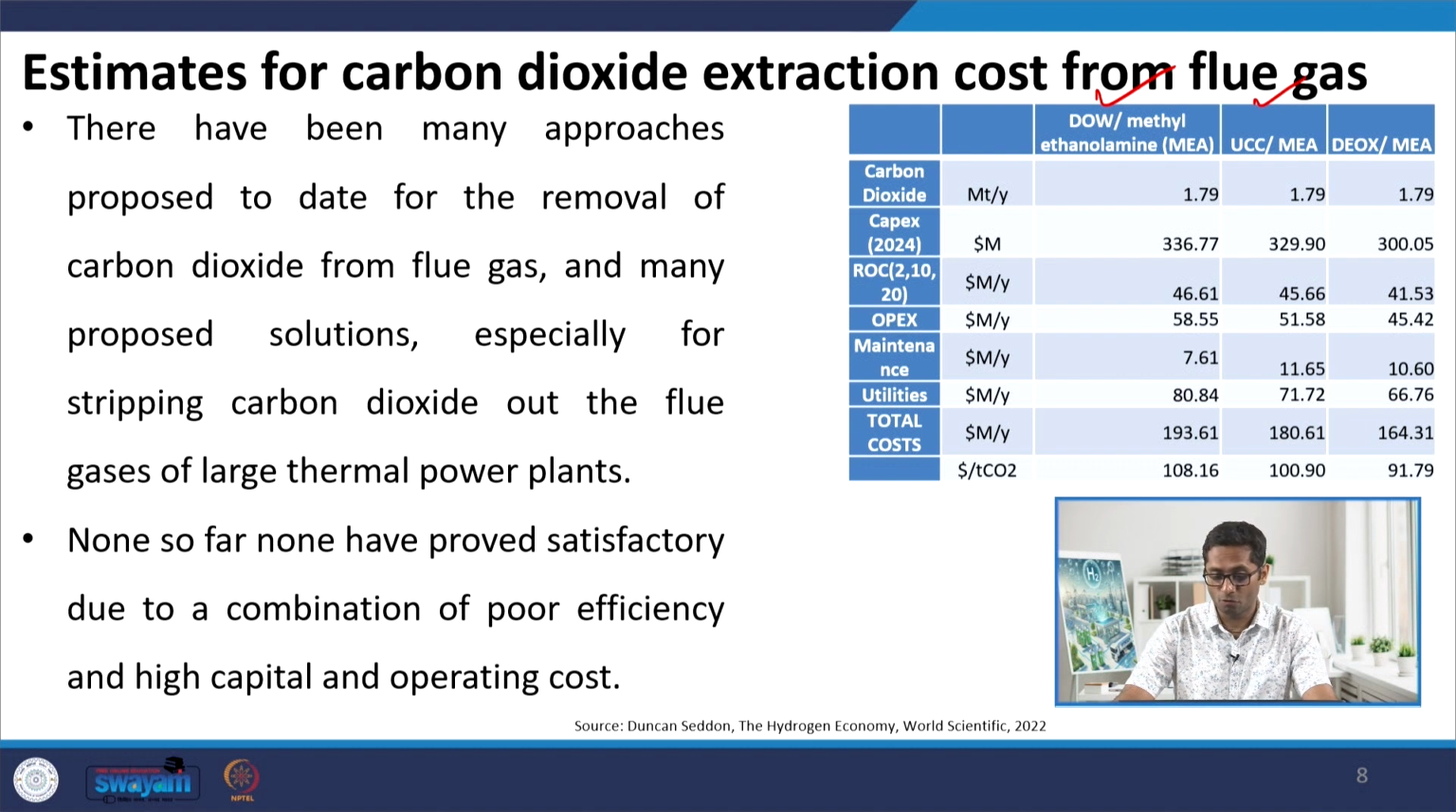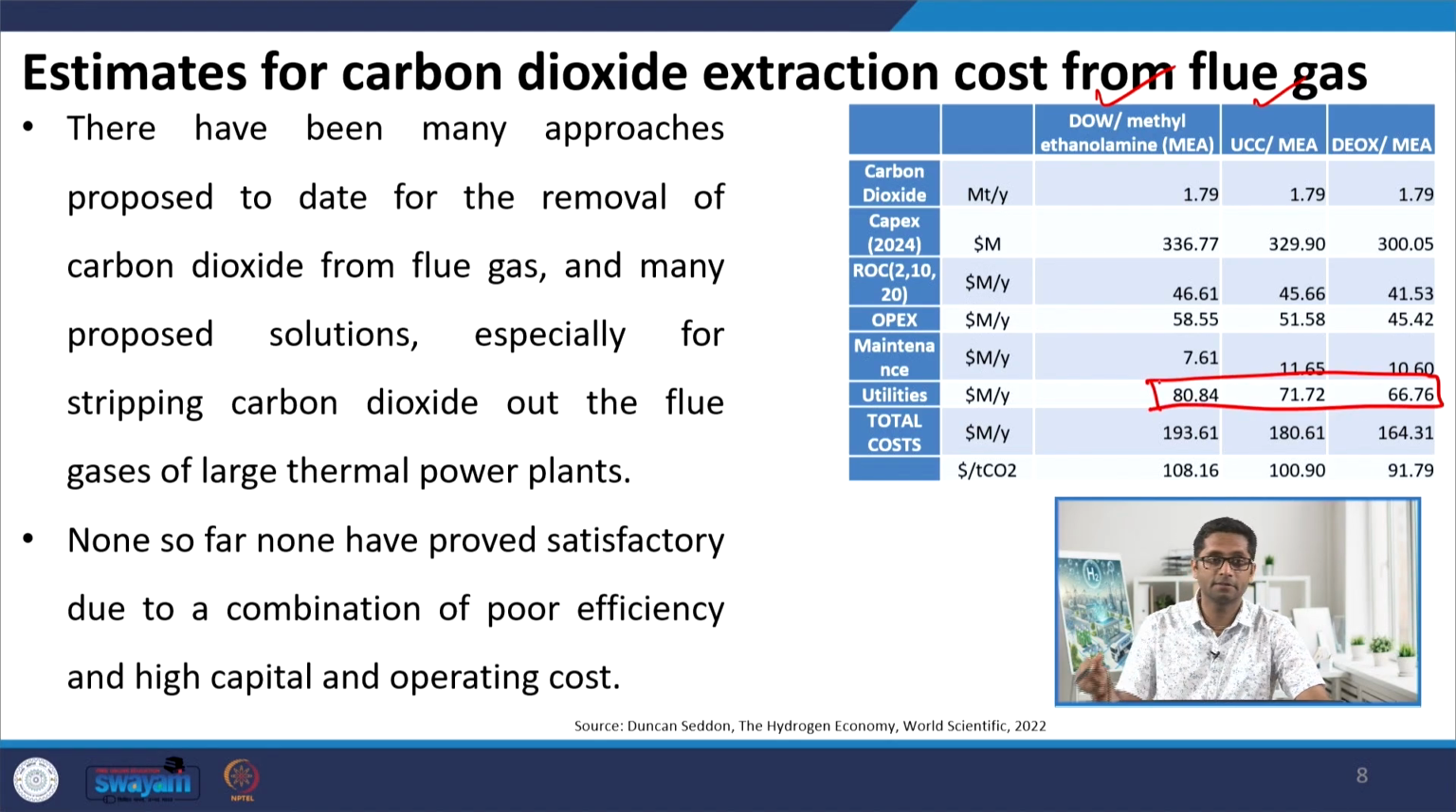There would be significant OPEX, roughly of the order of $50 million a year. It would require maintenance as well. But the major cost here is the utilities. When I say utilities, it's basically the fuels and the water that I'm using. Of significant concern here is the water that would be used to cool the incoming flue gas, because these flue gases are coming at an elevated temperature. I need to cool it down so that the majority of the water gets condensed, and this entails a good use of utility.